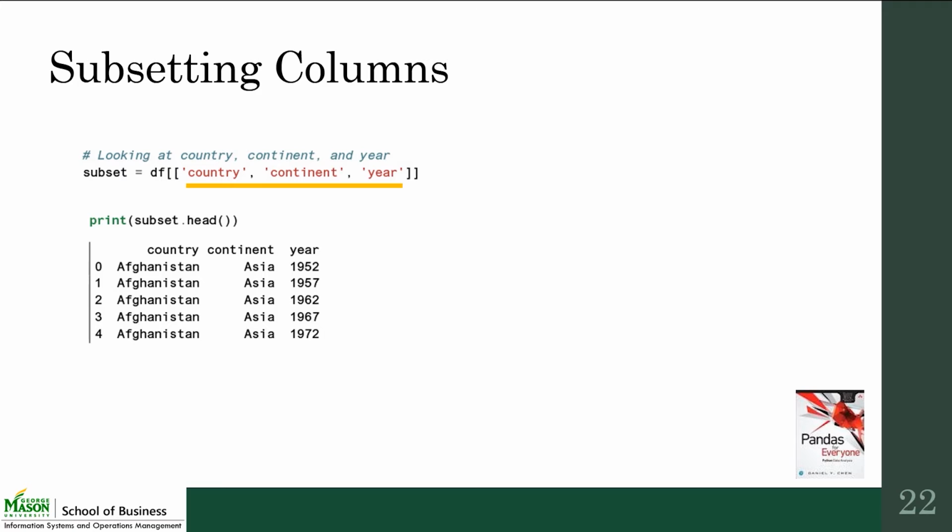Here's an example where we're subsetting multiple columns from a data frame. Because we're dealing with multiple data columns, the subset variable is considered to be a data frame data type and not a series data type. And that is because the subset variable contains data structured in rows and columns, whereas a series is just one column of data.